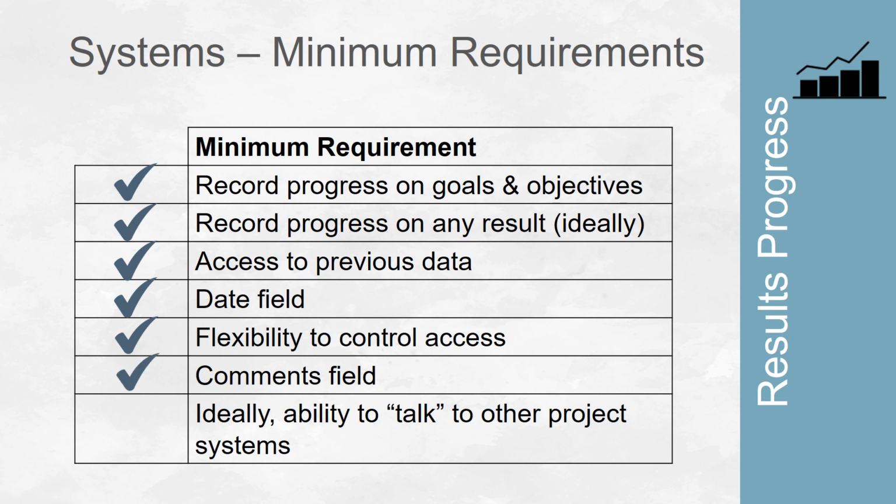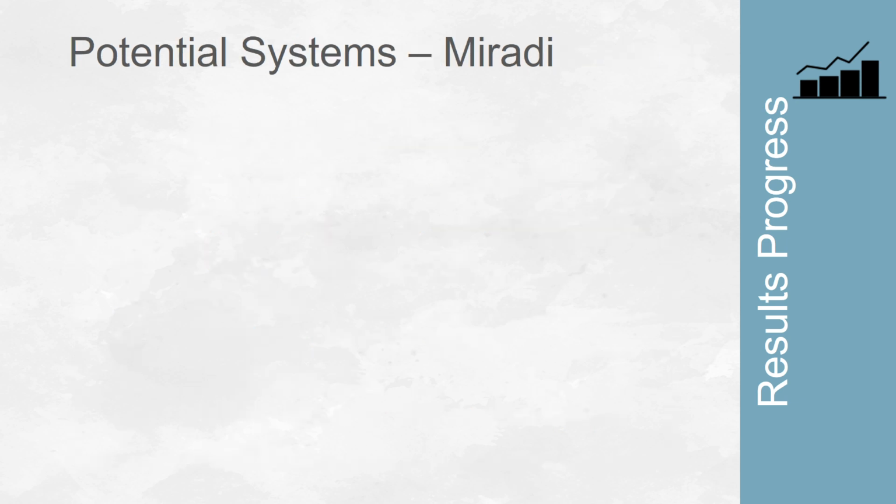And you want a place where you can store notes that will help you and others recall the rationale behind your progress ratings. Finally, your system should ideally be able to communicate with and/or import and export data from other project systems. So let's look at just a few examples again of systems that meet these requirements.